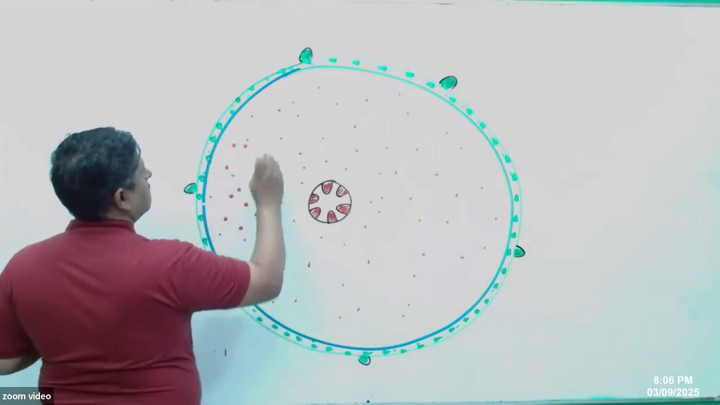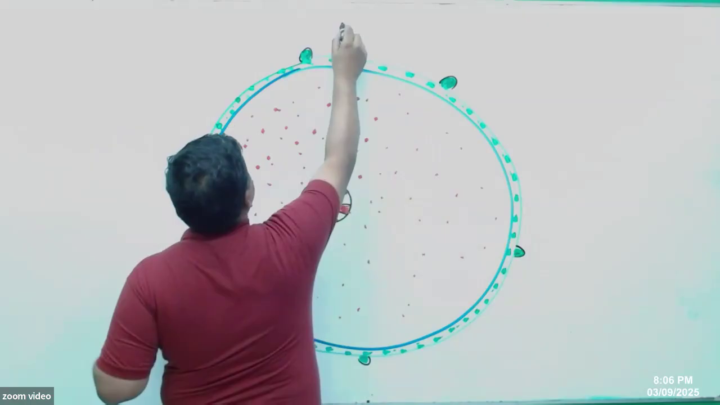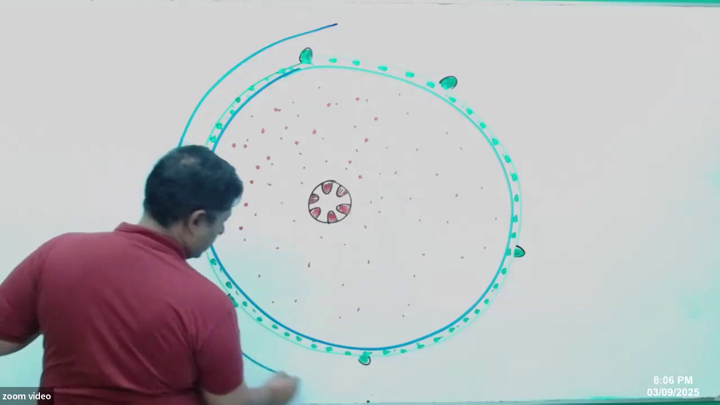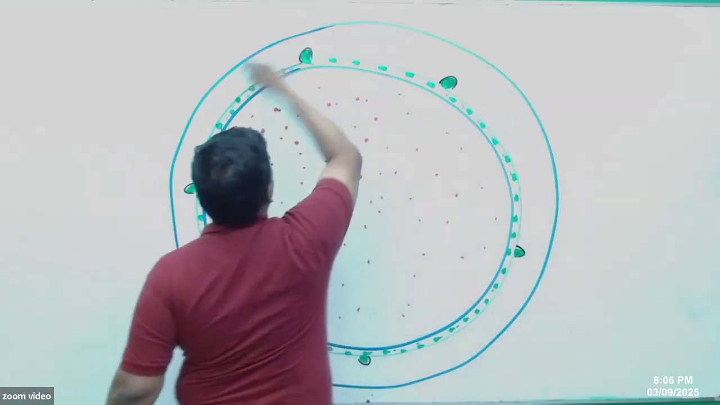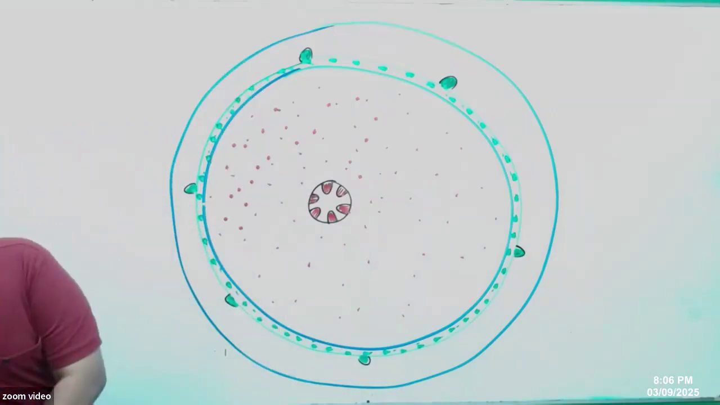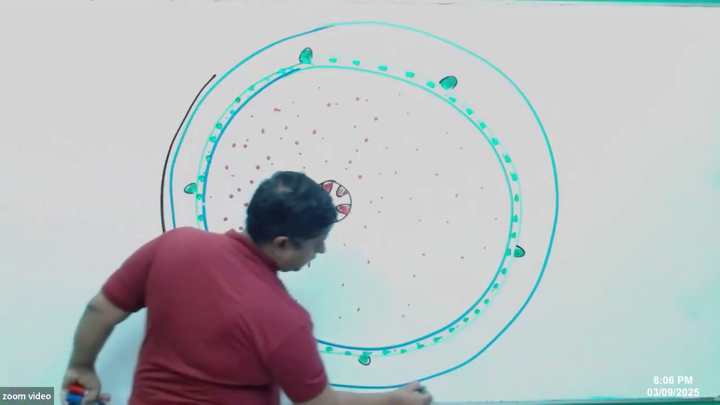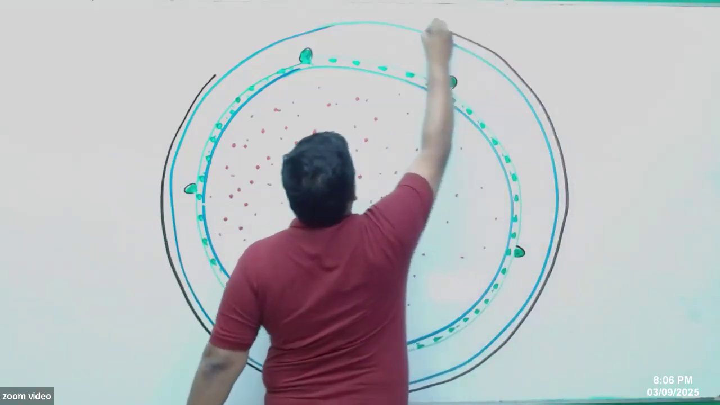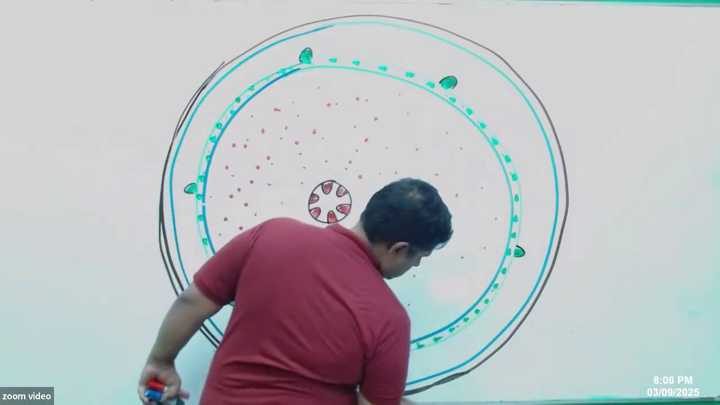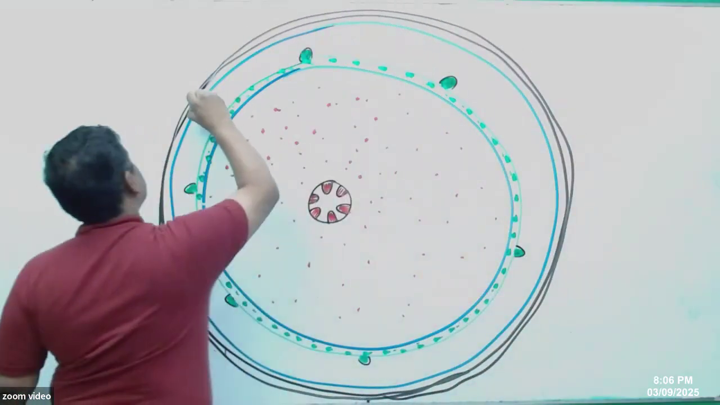Right? Secondary xylem. Then here, this is the cork cambium. And the cork. This is cork. I'll take it as two layers. This is cork.